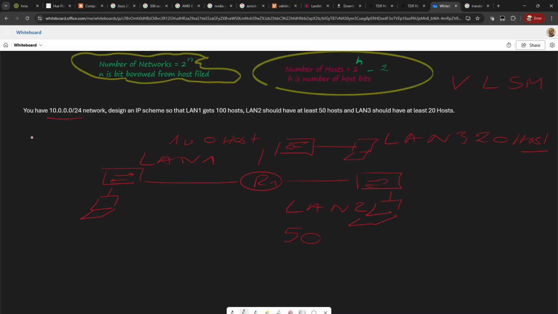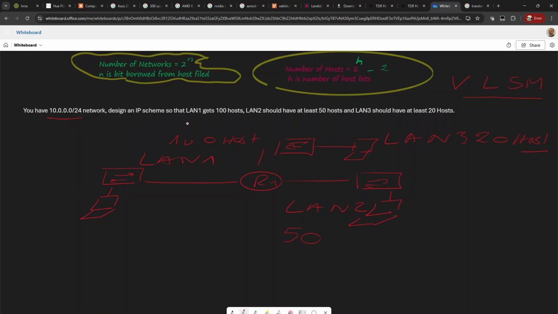So the question says, you have the 10.0.0.0/24 network. Design an IP scheme so that LAN 1 gets at least 100 hosts, LAN 2 should have at least 50 hosts, and LAN 3 should have at least 20 hosts. We are going to use VLSM, variable length subnet mask. I'm going to show you why it's called VLSM, because the subnet mask changes all the time, because the subnet mask depends on the number of hosts using this formula.